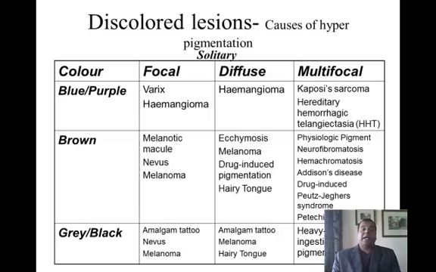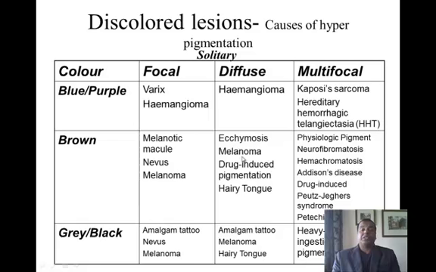Putting it in a different way, in this diagram we have blue-purple. If it's focal, could be a varix or a hemangioma, a vascular lesion. And if it's diffuse, again, it can be a hemangioma. Multifocal could be Kaposi sarcoma or hereditary hemorrhagic telangiectasia. Brown lesions focally could be melanotic macule, a nevus, or a melanoma.